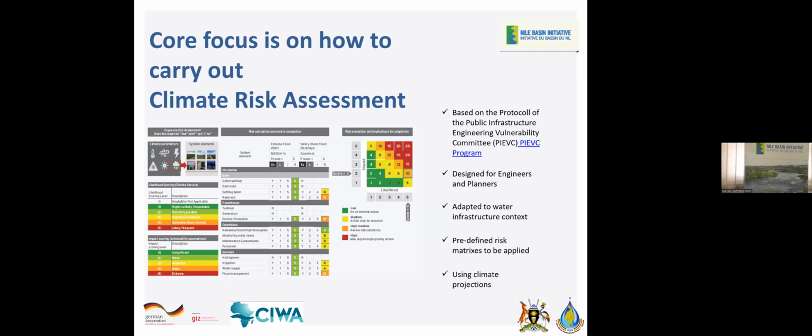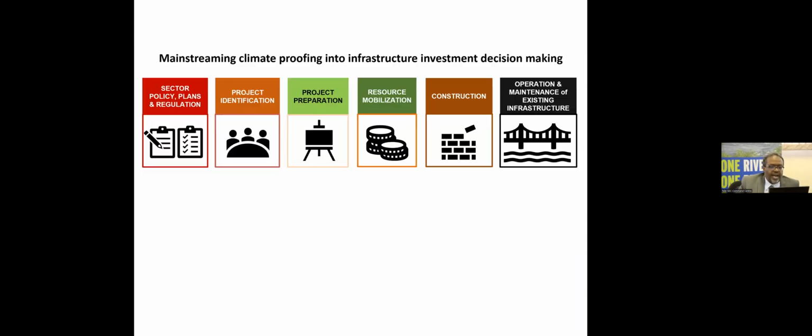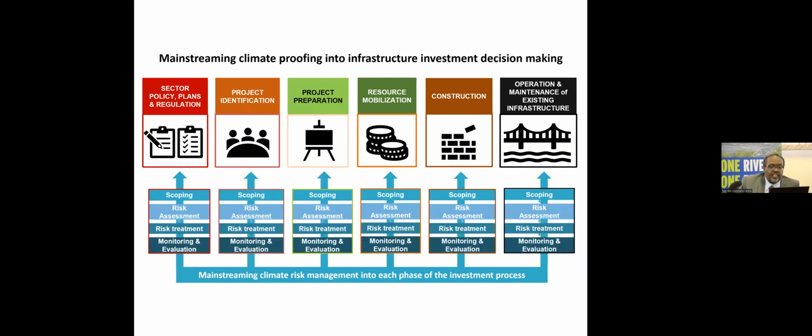It also contains core focuses on how to carry out climate risk assessment, how to make a climate risk assessment for different components of your large infrastructures, and how to calculate the climate risk. And as I said, these are the different cycles of the project, starting from policy, plans and regulation, and the identification of the project, and also project preparation, resource mobilization and construction of the project, and also operation and maintenance of the existing infrastructure. So, how to climate proof your large infrastructure during this life cycle of the project.